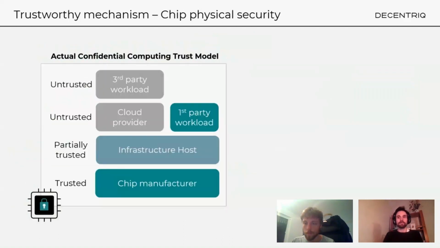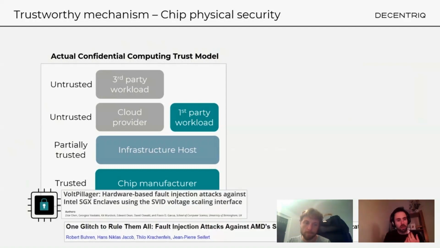Yeah, next slide. Cool. So the last thing we're going to talk about that we think needs some love in the confidential computing space is about the physical security of the chip. In reality, in confidential computing, we have some partial trust into the party that's hosting the chip, because the chip is vulnerable to advanced physical attacks.